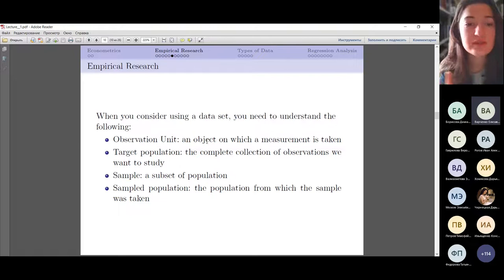Also, you should understand the target population. This is the complete collection of observations we want to study. You should remember this from the statistics course. And also you should remember that it's very hard, and in most cases, absolutely impossible to work with the population. Because of this, we work only with the sample. A sample is a subset of the population. Also you should remember about the sample population, which is the population from which the sample was taken. So you should clearly understand how your sample was designed and collected.